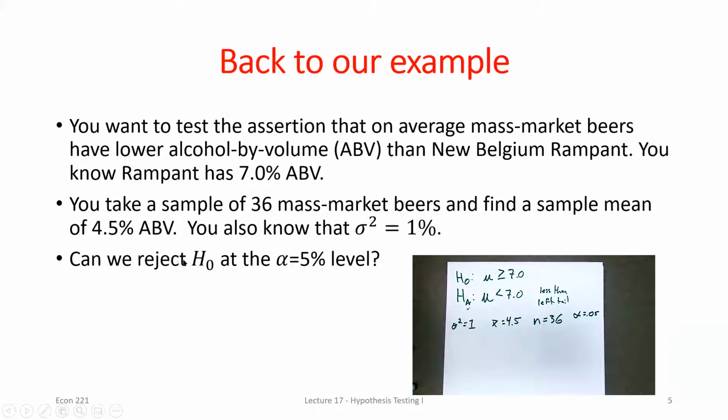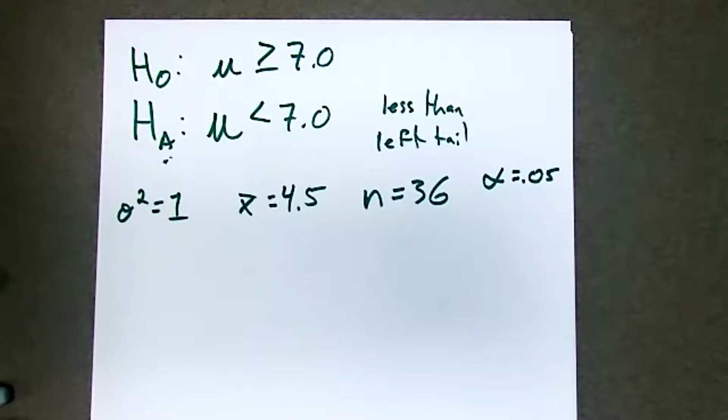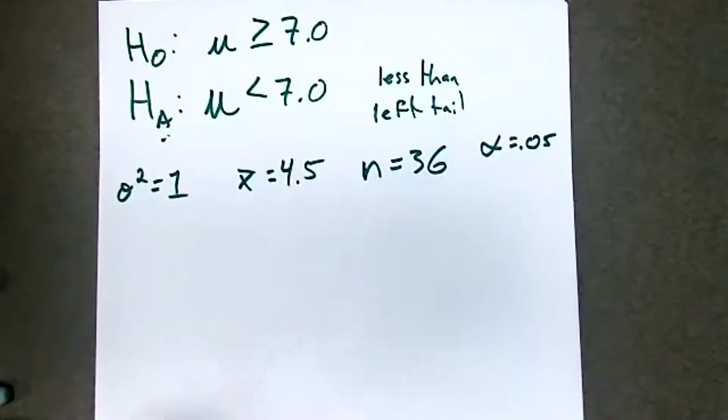So how can we determine whether or not we reject or fail to reject this null hypothesis, right? So we'll work through the steps here together, put it all together. We talked through them more generally, but here we've got all the numbers we would need.